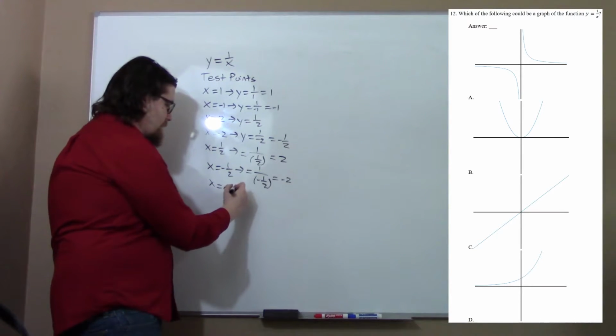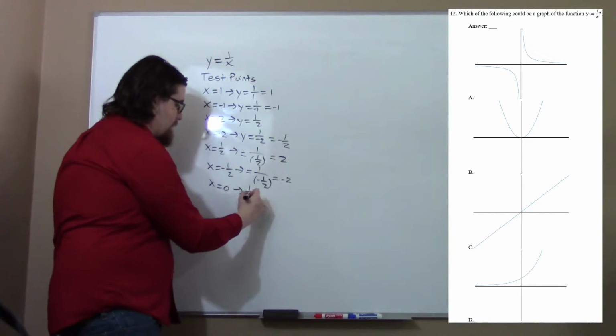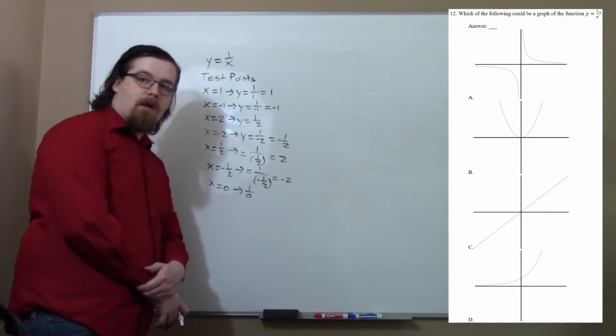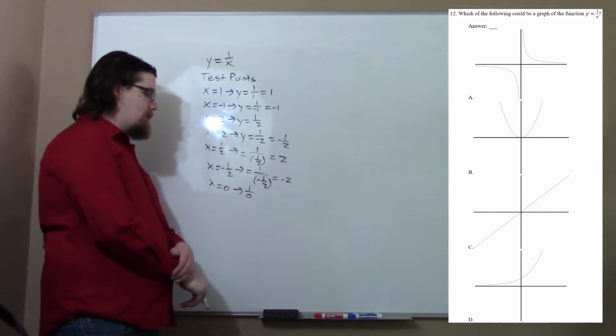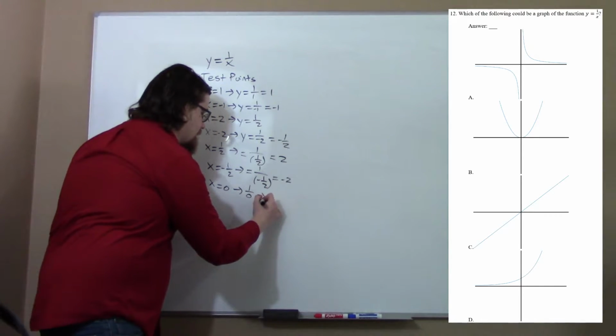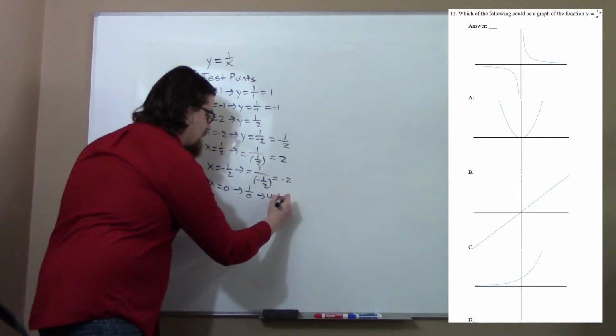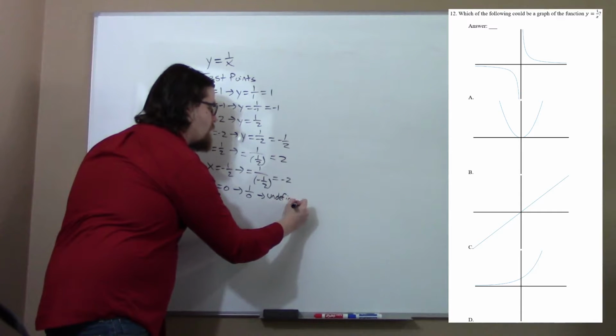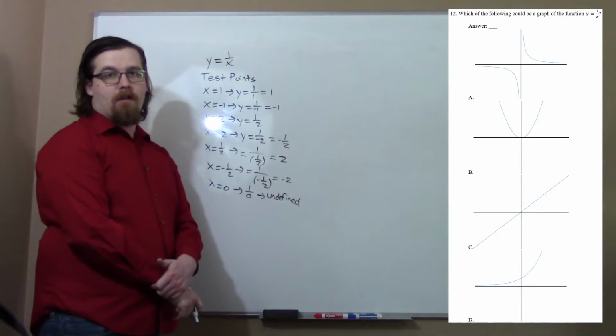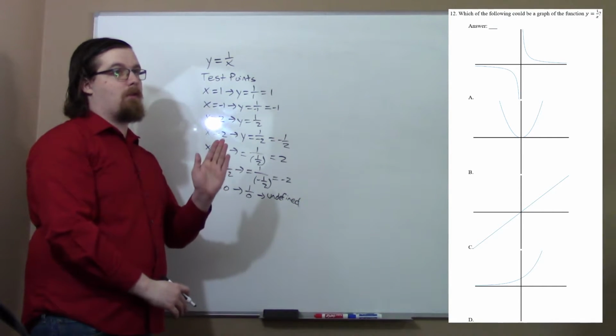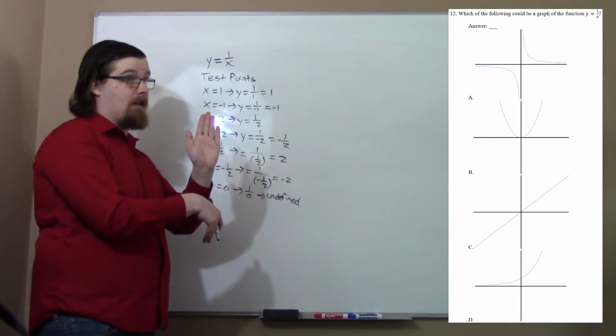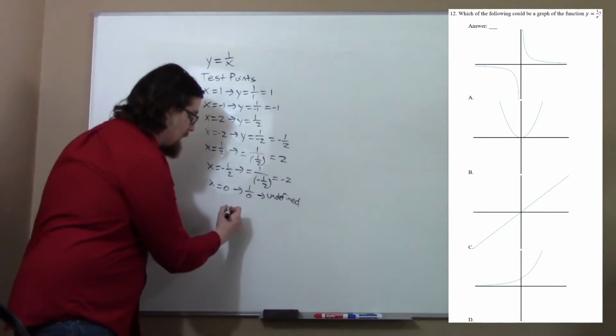Now let's consider x equal to 0. When x is equal to 0, we get 1 divided by 0. When we divide by 0, what we get is something called undefined. This means that we go towards infinity. So we're going to go towards infinity both from the positive and the negative. This creates something called a vertical asymptote.